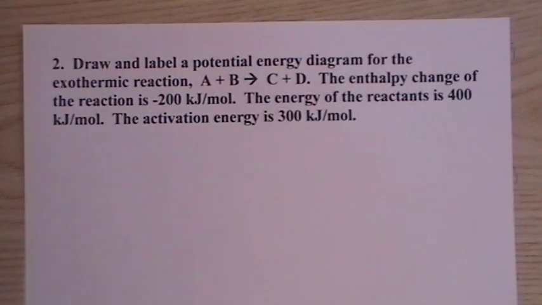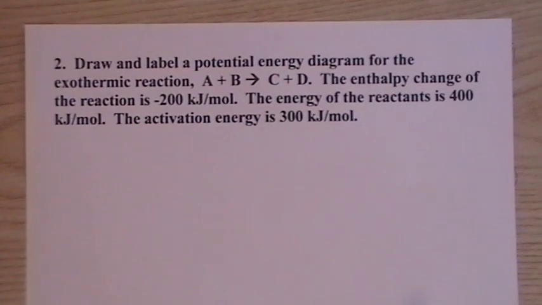Draw and label a potential energy diagram for the exothermic reaction A plus B goes to C plus D. The enthalpy change for the reaction is minus 200 kilojoules per mole. The energy of reactants is 400 kilojoules per mole. The activation energy is 300.